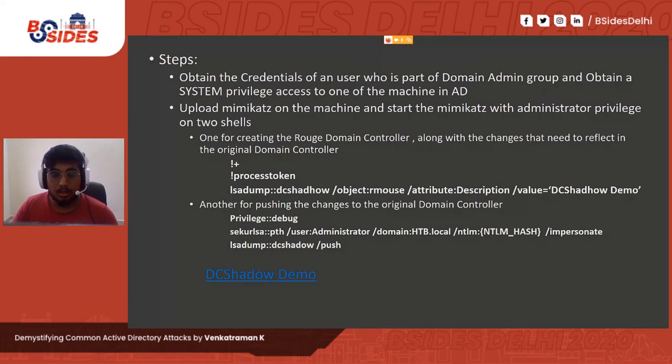You can upload Mimikatz on the machine and start Mimikatz with administrator privilege in two shells. One is for creating the rogue domain controller and setting up the changes in it, and another one is for pushing these changes to the original domain controller. I have written the commands here, and this is the demo file. Hope you will check it out.